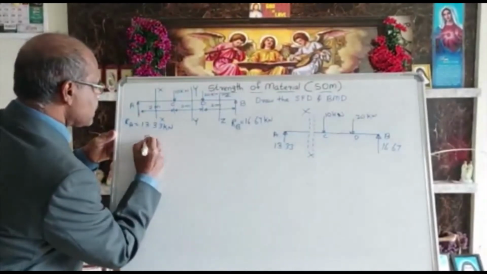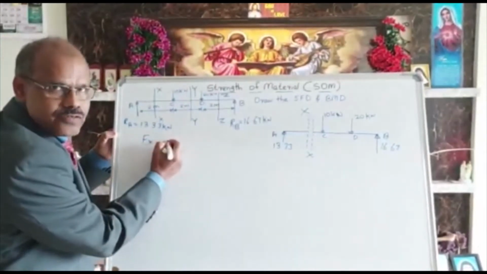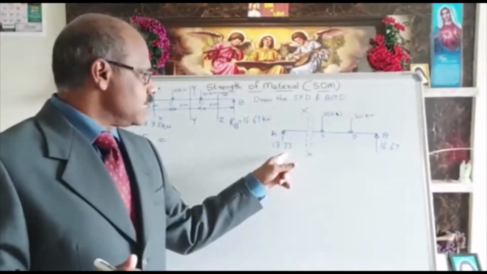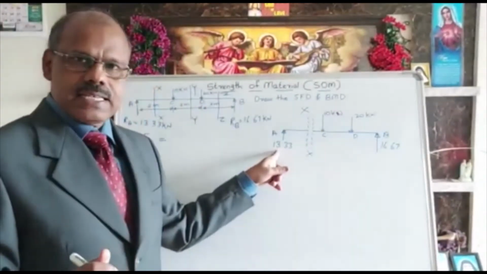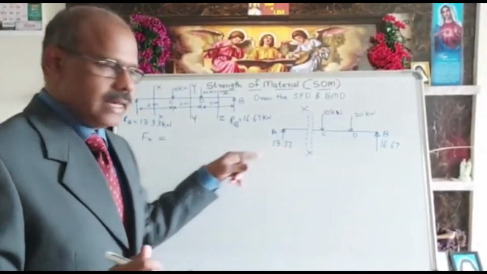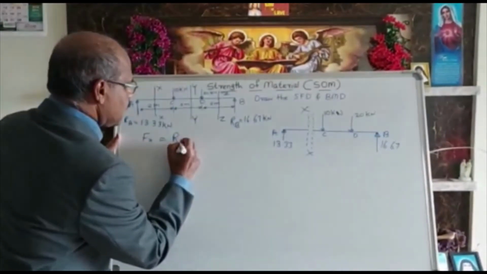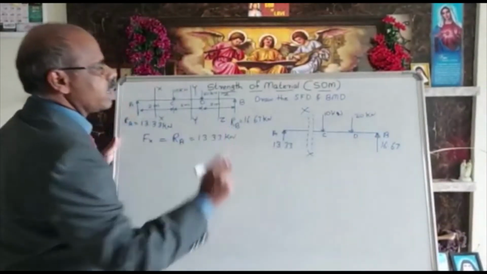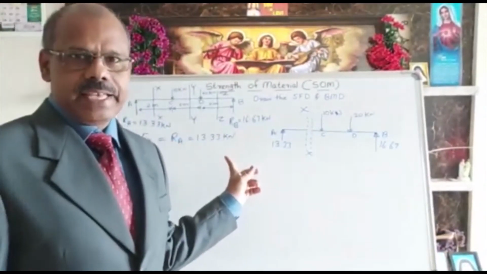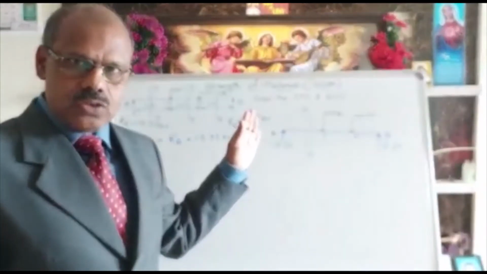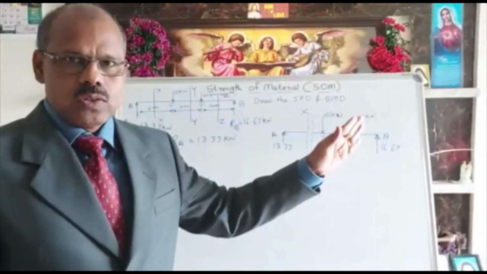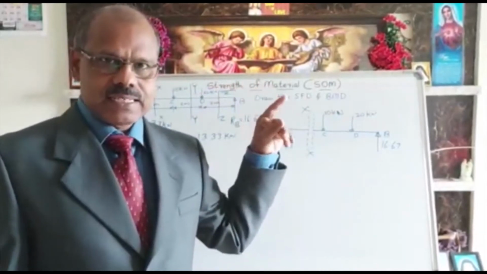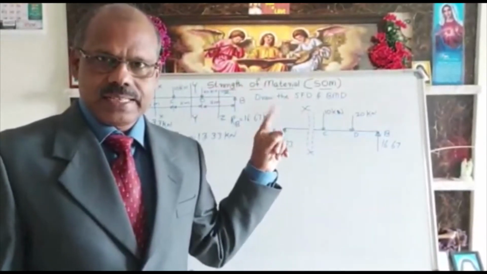So Fx, we can say the shear force, Fx is equal to, what is the force at the left side? The force at the left side is RA, that is equal to 13.33 kilonewton only. Okay, 13.33 kilonewton. And if we go to the right side also, we should get the answer of 13.33. Just let us see whether we will get 13.33 or not.